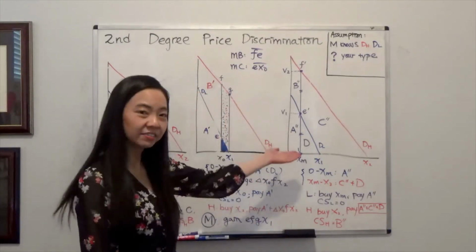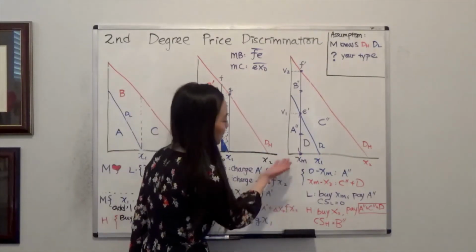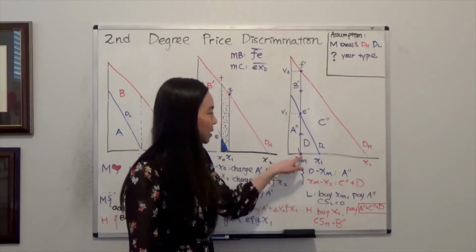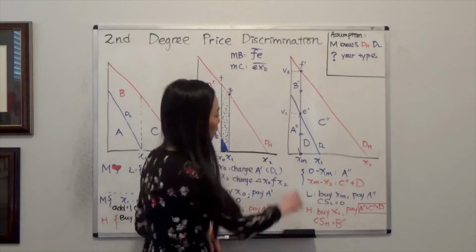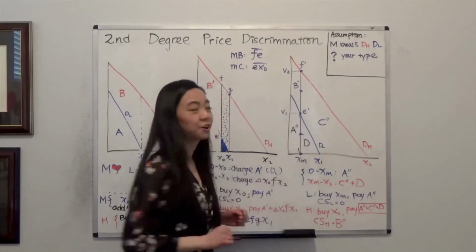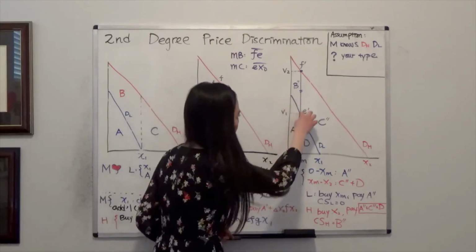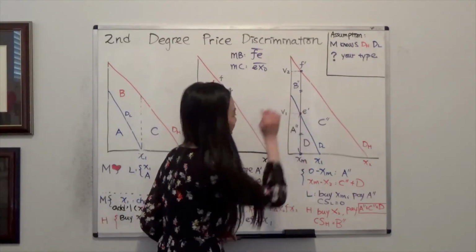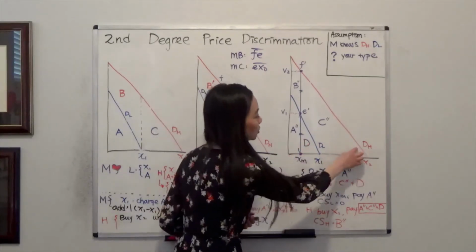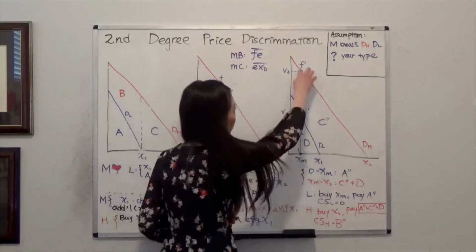So at the end of the day, this is how I'm going to design my package. From quantity 0 to XM, I am going to charge you A double prime. I'm going to charge you according to the demand curve of the low type. So I'm going to charge you this amount. But if you want to buy more than that, I'm going to charge you according to DH, and therefore I'm going to charge you this amount.